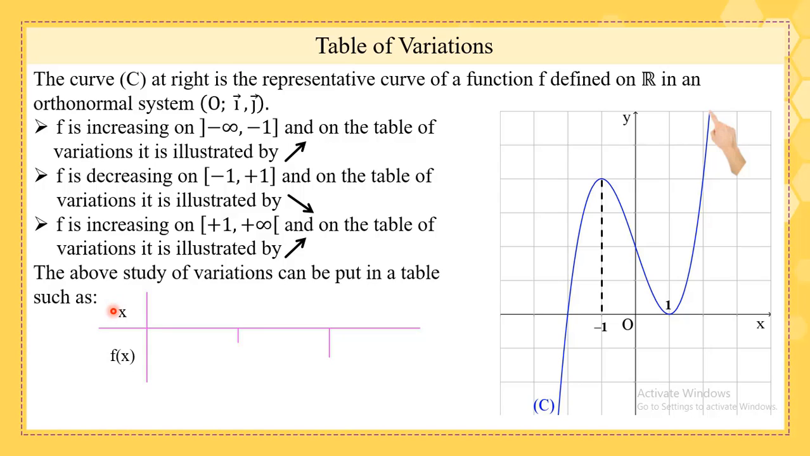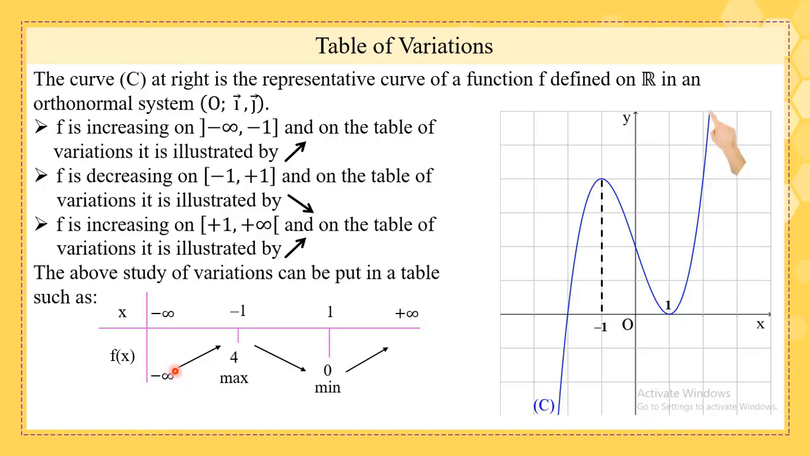First, on the first line, we put x, and on the second line, we put f(x). What are the values that you have to put here? Minus infinity and plus infinity, which are the bounds of the domain of definition, and the abscissas of the extremum of this function. This function admits a maximum at x equal minus 1 and a minimum at x equal 1. So we have to put 1 and minus 1.